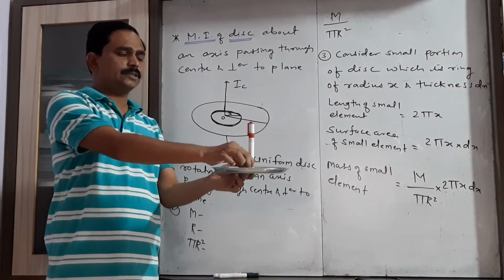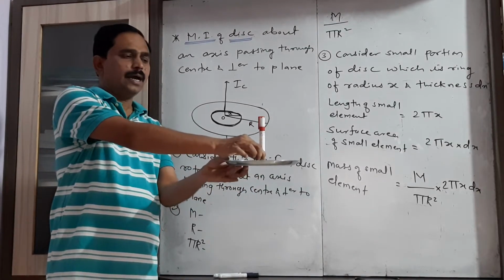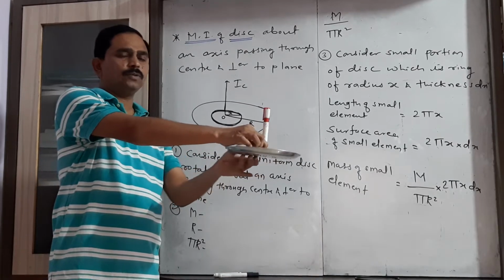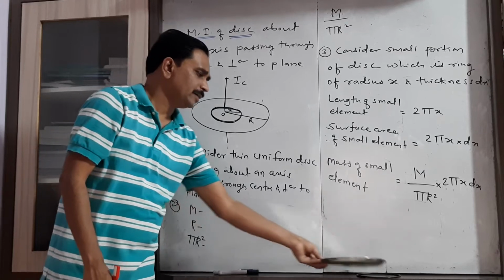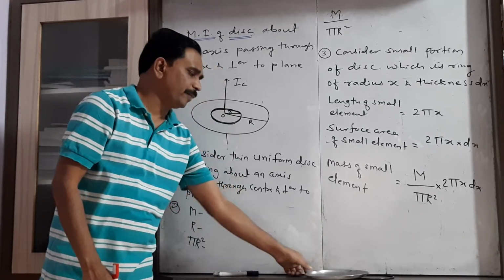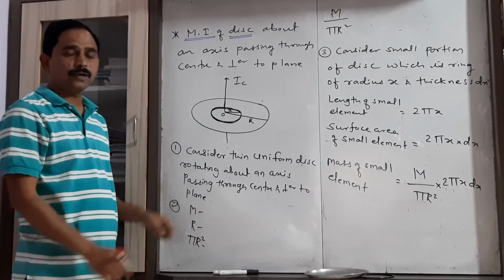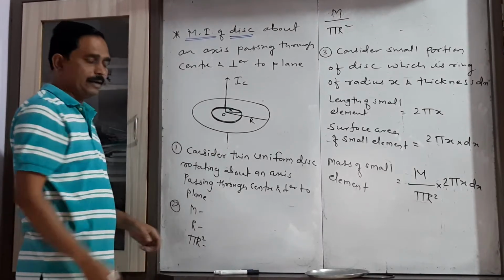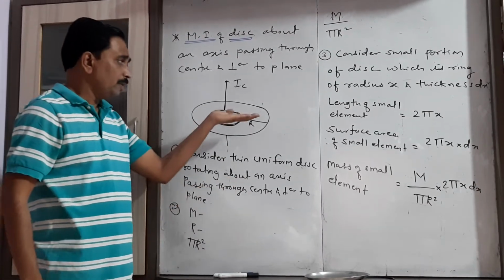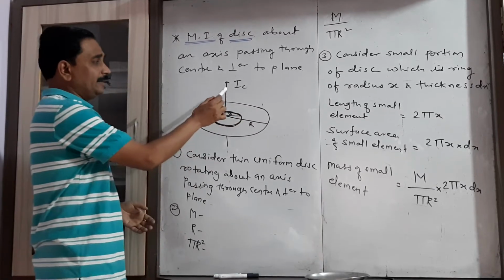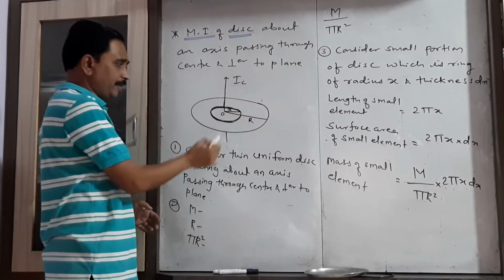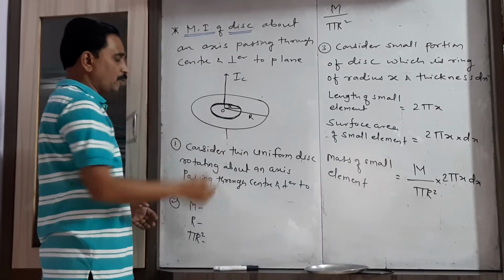And when this disc is rotating like this about an axis passing through the center and perpendicular to the plane, in that case we have to find its moment of inertia. So for that I draw this figure as a disc. It is kept in a horizontal plane, and this one is the axis around which that disc is rotating.